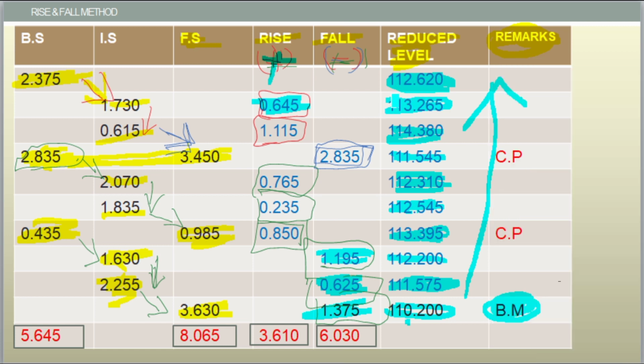We get our last reduced level as 112.620. So you remember that we had been given our last reading here as the benchmark. So I have done the opposite of what was supposed to be added. If that value was to start on this first section, we would have moved normally. So here we would have added, and here we would have subtracted. But because I'm moving in the opposite direction, I've done the opposite of that.